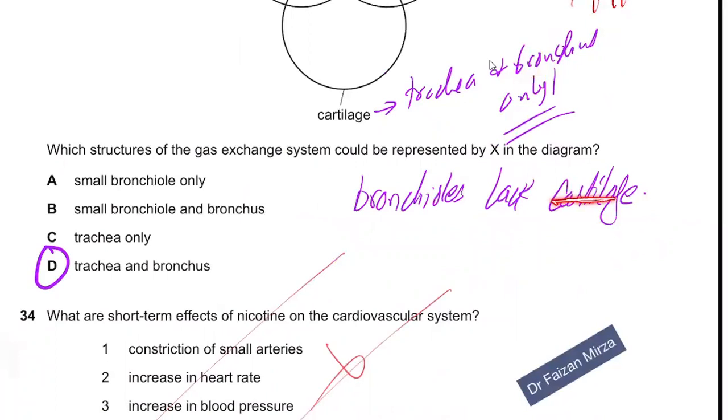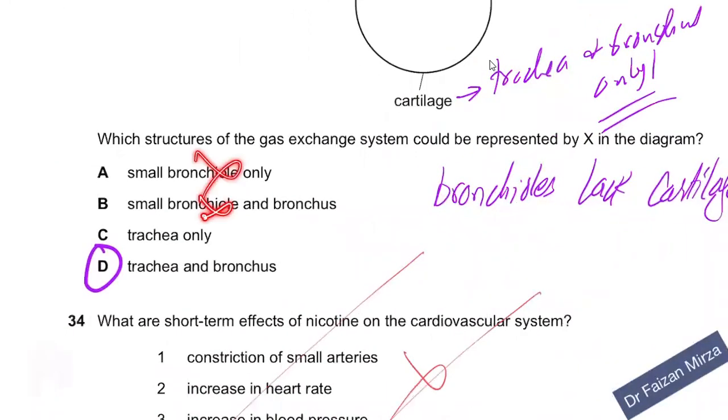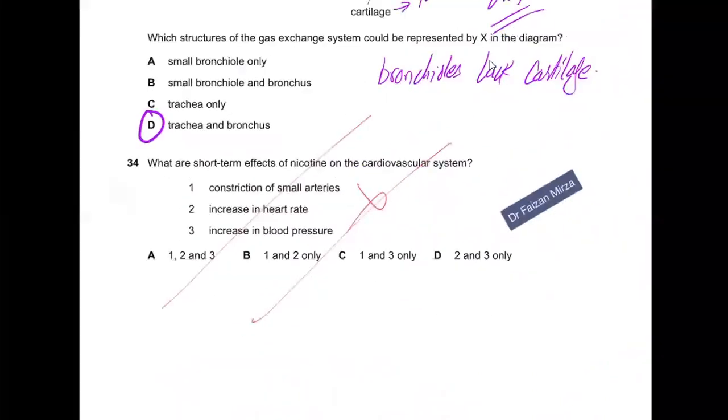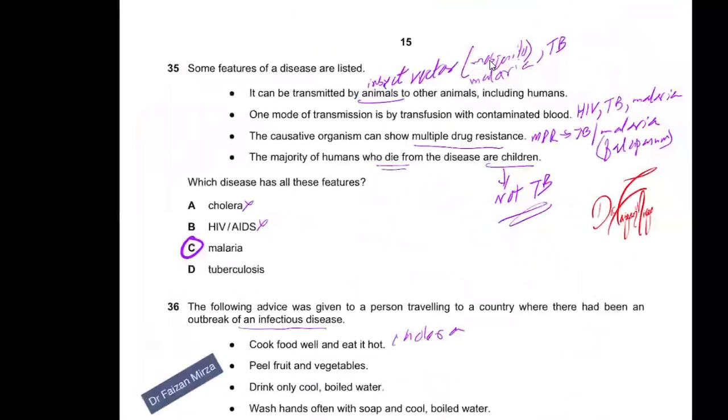They just cannot have cartilage. So we just cancel out the bronchioles. Yes, trachea is correct, but bronchus is not mentioned, so that's incorrect as well. We are left with trachea and bronchus. Short-term effects of nicotine are not in the syllabus, so you can ignore this question.